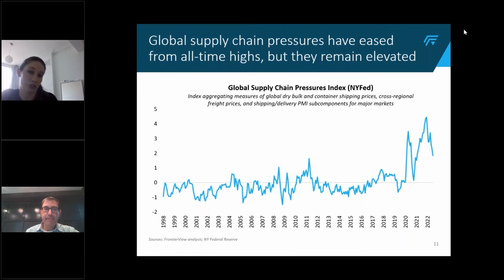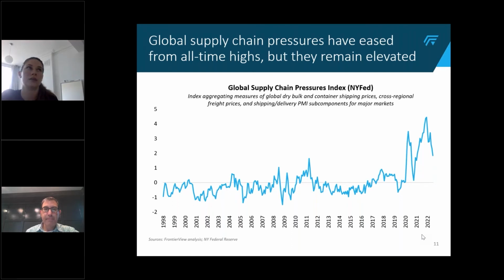You can actually measure it, and the New York Fed has come up with a supply chain pressures index, which incorporates a number of different measures getting at that on a global scale. And you see, again, easing from a peak hit several months ago, but pressures remain historically high. With that said, the trend is certainly down.